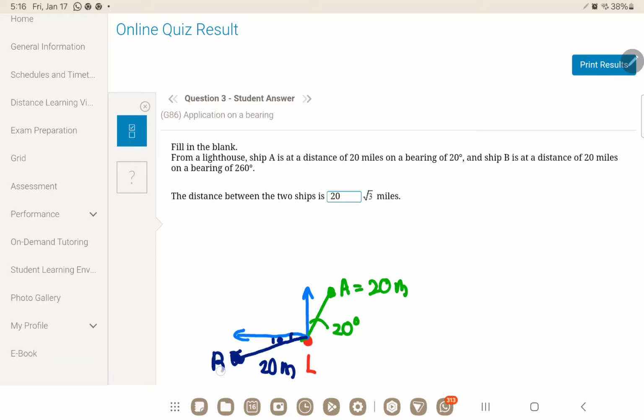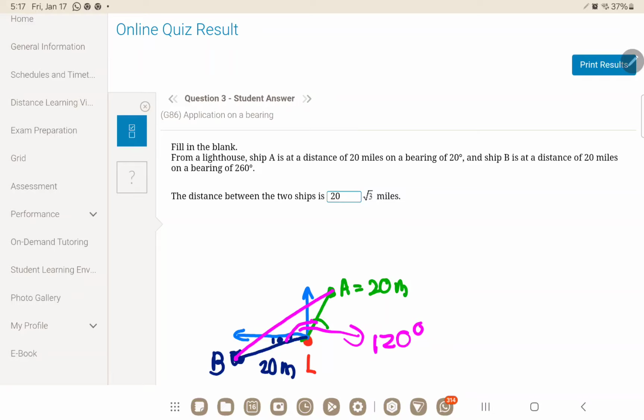Here is ship B. They want the distance between the two ships. So they want this distance over here. Connect between ship B and ship A. So we know that this angle is 20 degrees and this is 10. And this is a whole quadrant, which is 90. So if we were to rewrite it, just forget the 20 and the 10 exist. We would have 120 degrees, because 20 plus 10 is 30, plus 90 is 120 degrees, right?